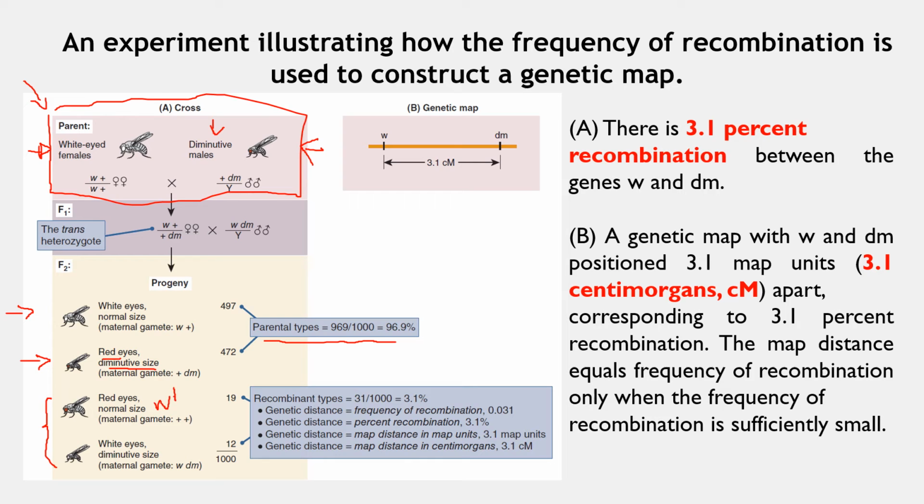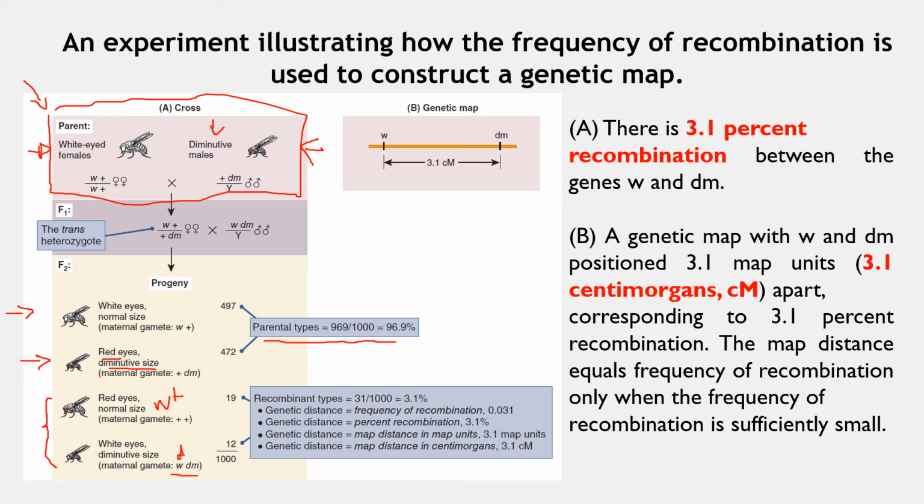These are completely wild type for both, and this is a double mutant in this case. Why? Because they are different from the parentals. This is slightly different to the one that we are doing, because in the one that we are doing, we start with double mutants. Here we start with single mutants.